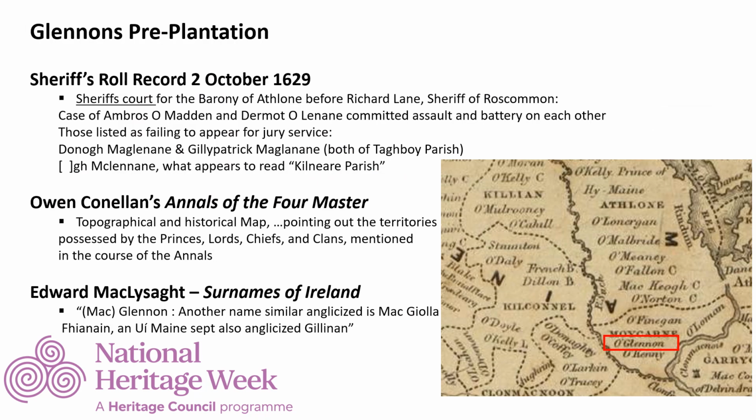What can we say about the Glennons pre-plantation, or do we have any other records that can link back to just before the plantations? Well, we've got a Sheriff Rolls record from 1629. This research was done by Paul McCotter, who wrote an exceptional book, Medieval Ireland: Territorial, Political and Economic Divisions, which will be used a lot in our research in terms of the different clan territories. He found this record very early on in the project.